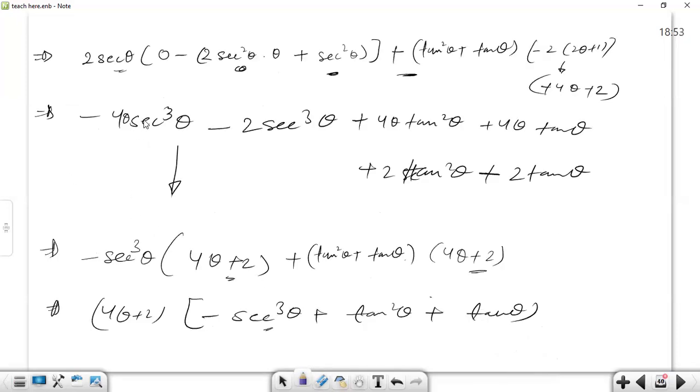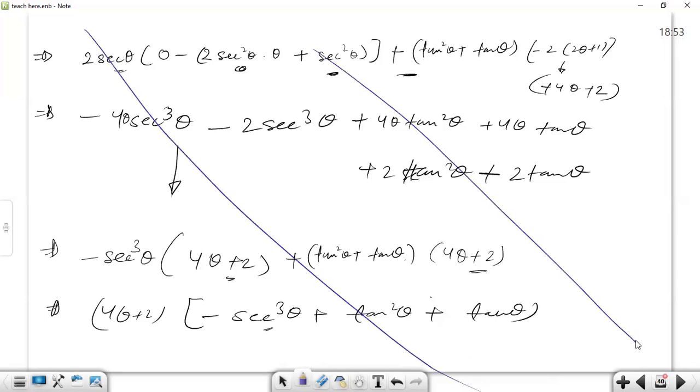This minute mistake made us calculate this long.